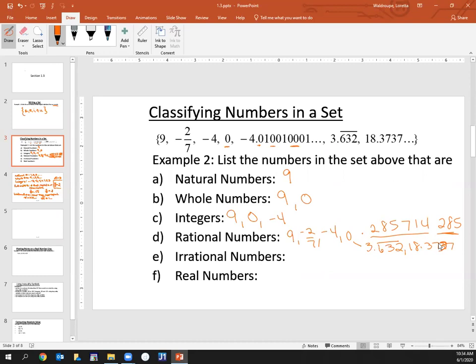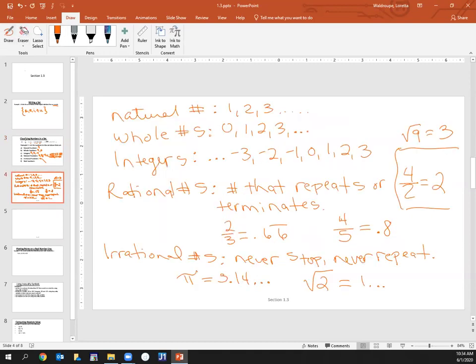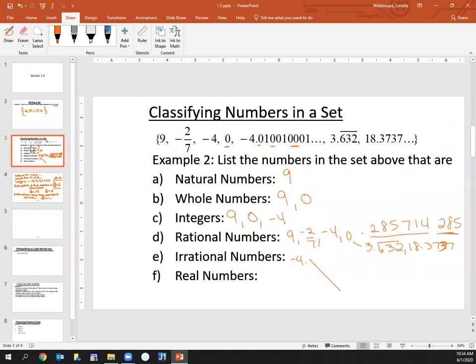Irrational is the ones that don't repeat. My pen likes to go crazy on me here. Real numbers is everything you see up there. Anything that falls in these categories is a real number. Okay?